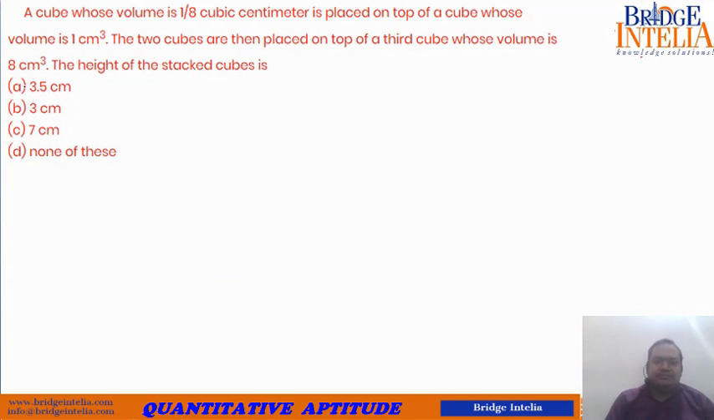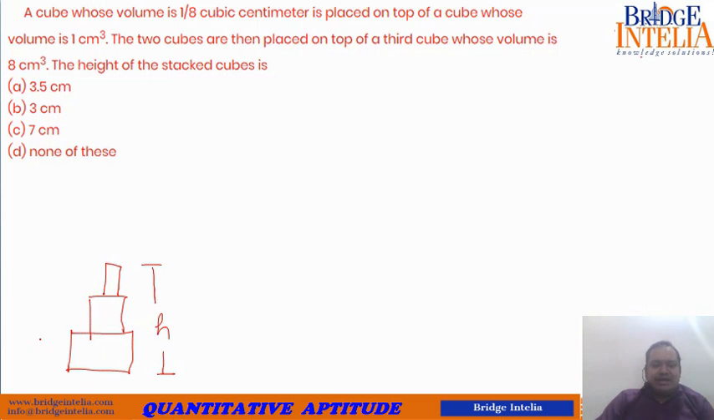Now let's move further. A cube whose volume is 1 by 8 cubic centimeter is placed on top of another cube whose volume is 1 centimeter cube. The two cubes are then placed on top of a third cube whose volume is 8 centimeter cube. So in this question, three cubes are kept over each other and you are asked to calculate the height.